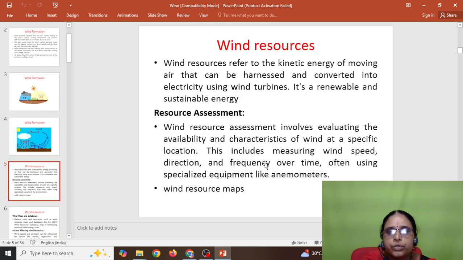Wind resources. Wind resource refers to the kinetic energy of moving air that can be converted into electricity using wind turbines. It is a renewable and sustainable energy. In that we will see resource assessment. The resource assessment involves evaluating the availability and characteristics of wind at a specific location, including measuring wind speed, wind direction and frequency over time, often using specialized equipment like an anemometer. We know the anemometer is used to measure the wind speed, and there are wind resource maps also.